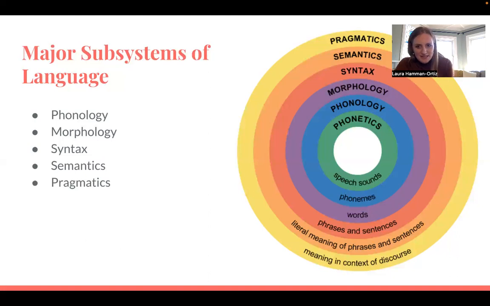So here you can see how the study of linguistics bridges out from beginning with sounds, moving into words with morphology, thinking about how those words are fit together when we talk about syntax, semantics, thinking about the literal meaning of the phrases and sentences that we're creating, and pragmatics, thinking about meaning in specific situated contexts. So we'll talk about each of these areas in subsequent videos.